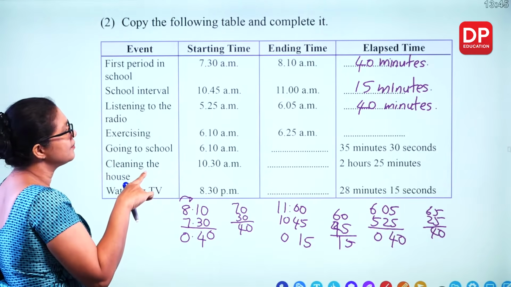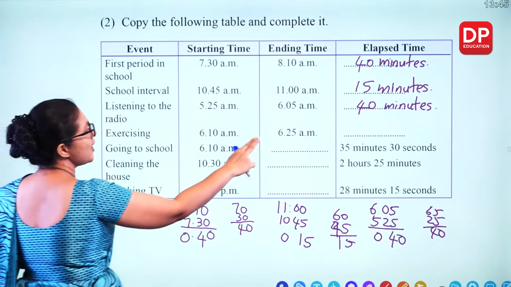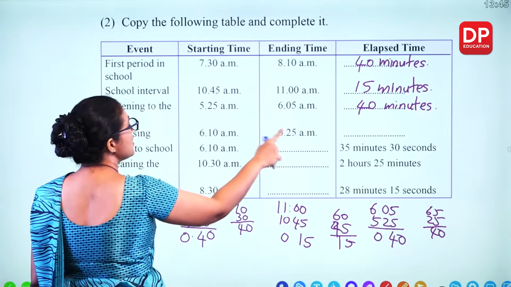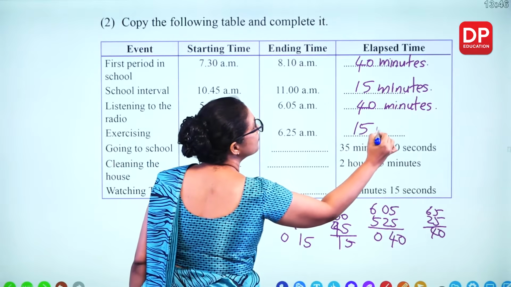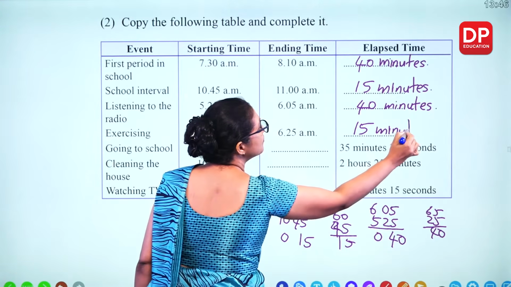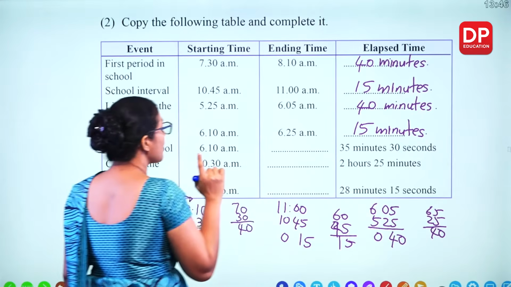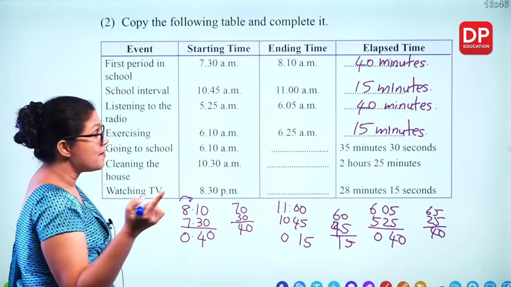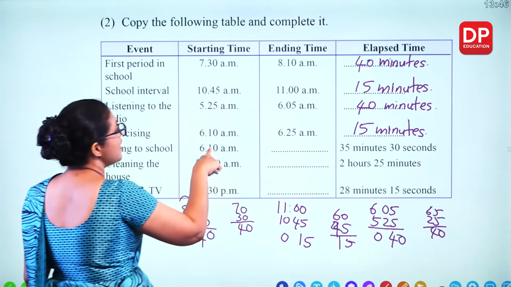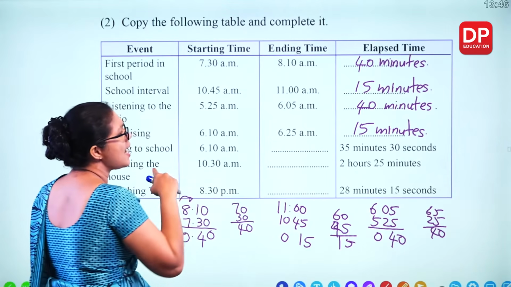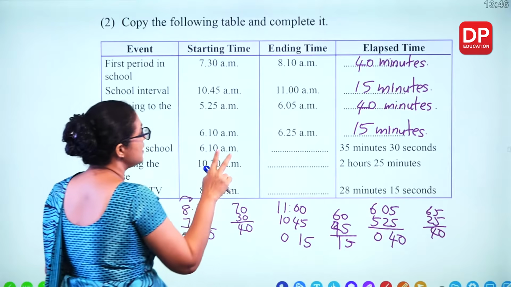(625) and 10. So you can straight away subtract. 25 minus 10, 15 minutes. Now this one is the other way round. The elapsed time is given, and how do we find the ending time? You have to add it.